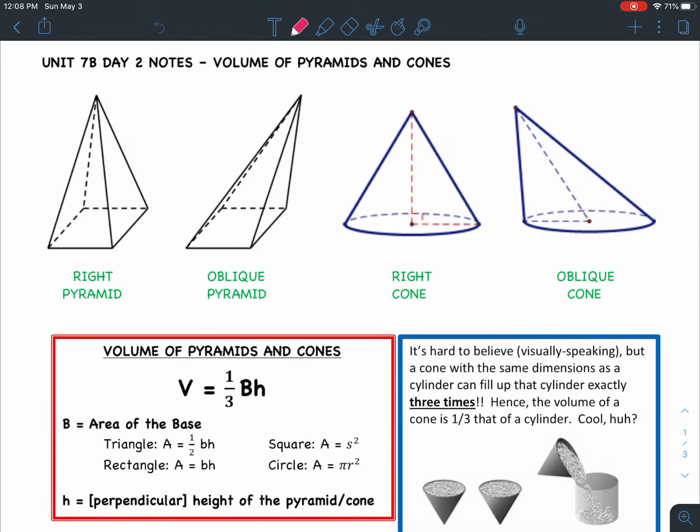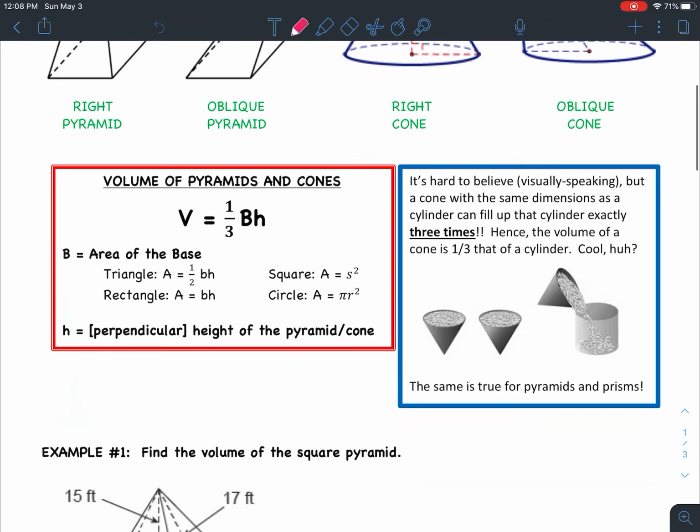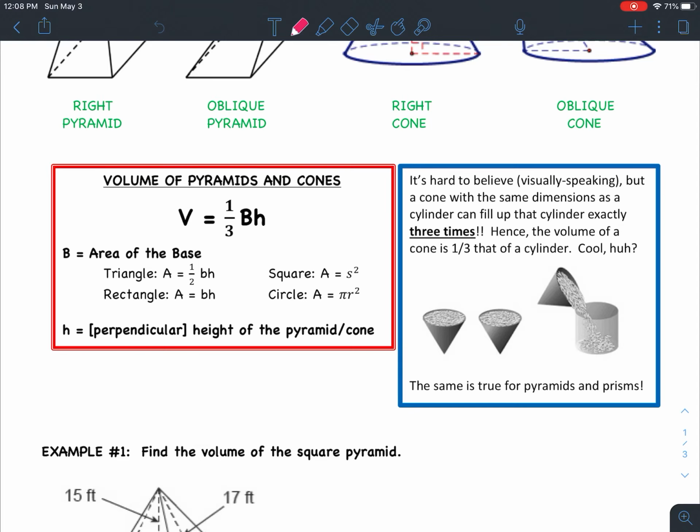All right, on to day 2, which is going to be our volume of pyramids and cones. We have our right and oblique pyramids and our right and oblique cones. And no matter whether they are right or oblique, we're going to use 1/3 area of the base times the height. If you haven't seen it done before, if you have a cone with the same radius and height of a cylinder, then 3 of those cones will fit inside that cylinder.